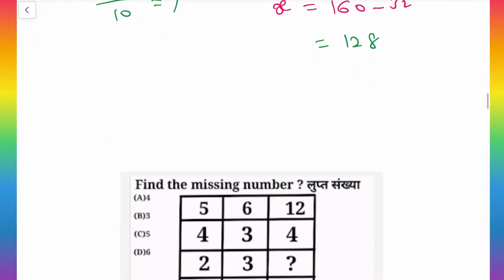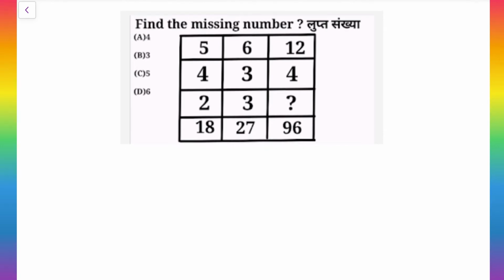Okay, let's check the next question. Here we have the question: something, 5, 6, 12, 4, 3, 4, 2, 3, something, 18, 27, 96. If you observe this clearly, in the first column, these three are smaller numbers and this is the bigger number. In the second column, these three are smaller numbers and this is the bigger number. Here also definitely these three should be smaller than 96. So now I am thinking that in every column, if we do something with the first three numbers, we will get the last number. Okay, let us check that now.